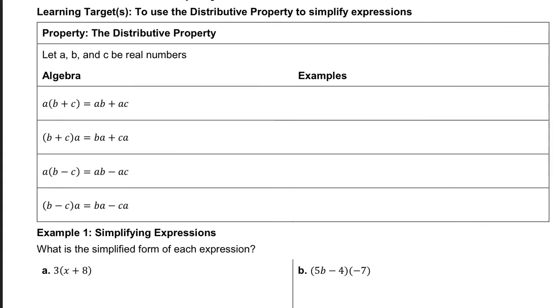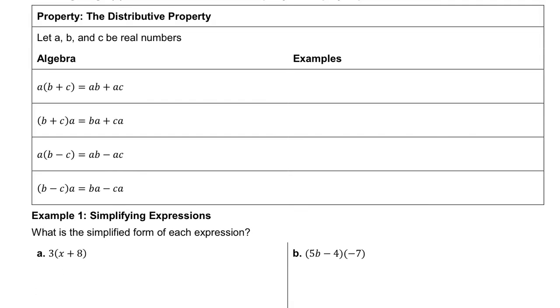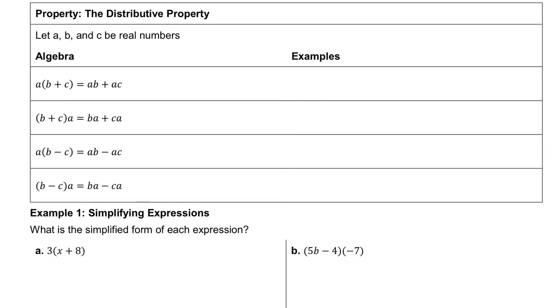So I'm going to describe the property with some examples here. And we're just using a, b, and c as real numbers. Now this won't make a ton of sense, so I'm going to use examples with actual numbers instead of variables. Okay, I'm going to use a combination of numbers and letters.